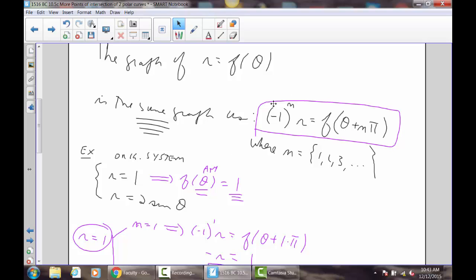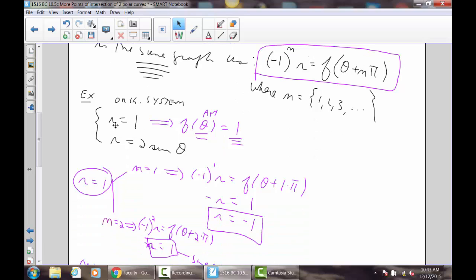So this is a fact: if you take negative 1 to the power of n, where n is any integer, 1, 2, 3, etc., times r, that will equal f of theta plus n times pi. So let's say, for example, you have r equals 1 and r equals 2 sine theta. Another name for r equals 1, as you know, is r equals negative 1.